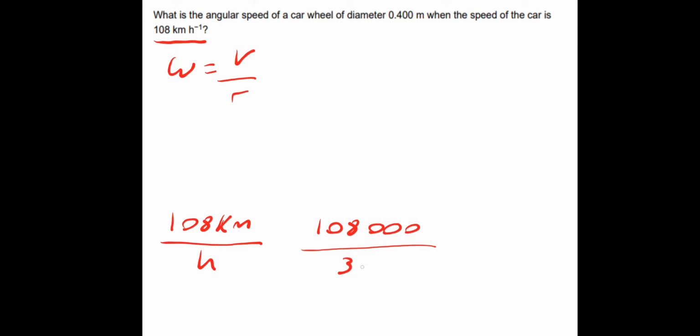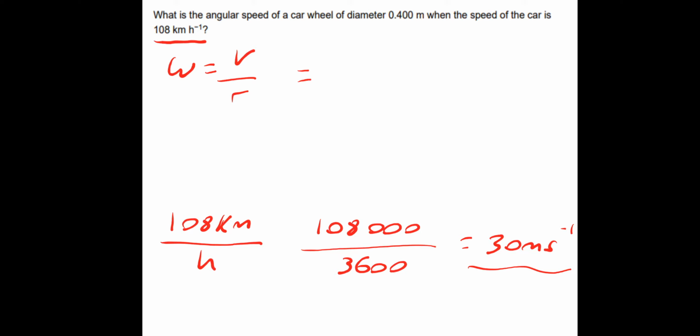If you're not quite sure on this one, it'd be 108 kilometers per hour. So we need to turn that into meters per second. So to do that, we would have 108,000 meters, divided by the amount of seconds in an hour, 3,600. So essentially we've times by 1,000 and divided by 3,600, which is 30 meters per second. So to shorthand that, if you've got a speed in kilometers per hour and you want meters per second, you just divide by 3.6.